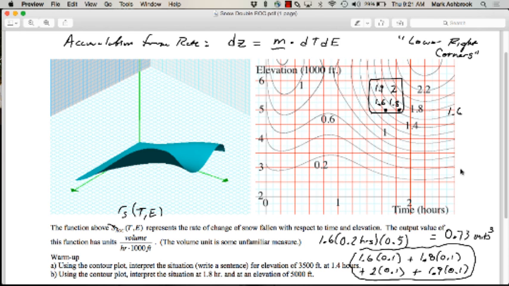So how would we represent that amount of snowfall exactly? This is our estimate based on a sum of bits of accumulation with constant rates. How do we want to show or represent that exactly then? So the exact accumulated volume of snow over that time frame, over that elevation range, would be?